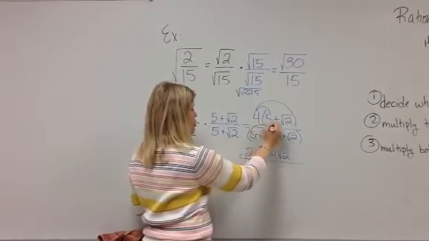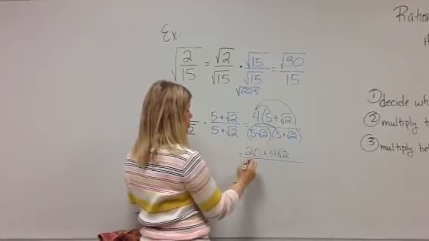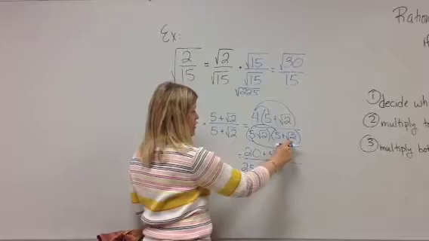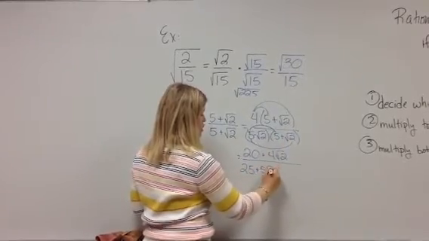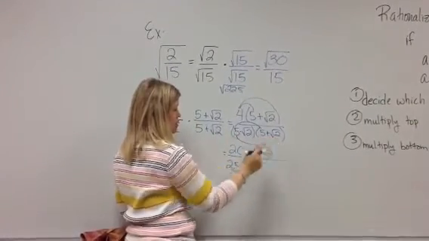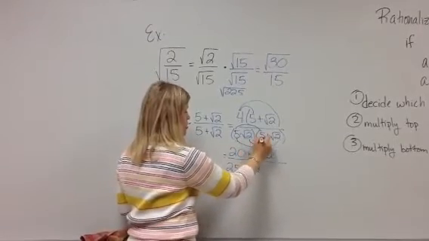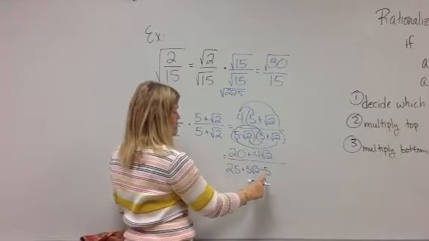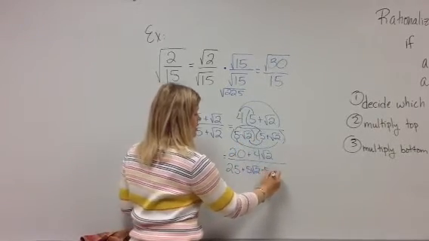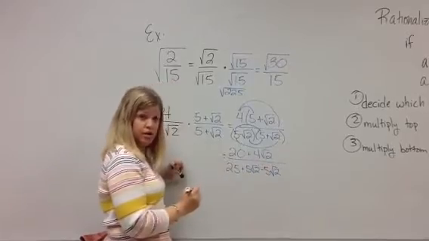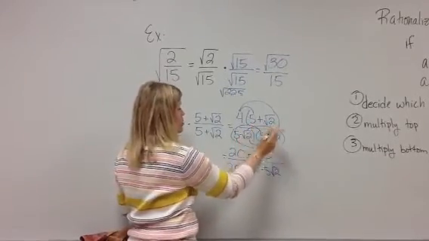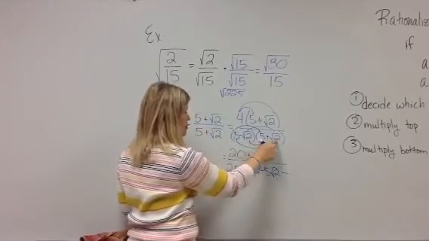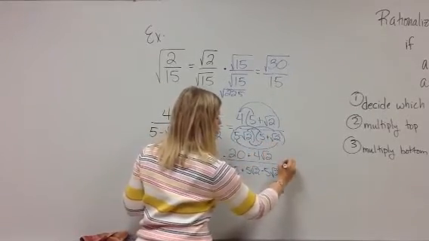Our first terms, remember FOIL? First terms, 5 times 5 is 25. Outer terms, 5 times the square root of 2. 5 stays out. Square root of 2 is still underneath. Then you do the inner terms. Negative times the positive is negative. 5 stays out. Square root of 2 underneath. And then we've got our last terms. Negative times positive is negative. And these are both underneath, so we can combine them and you get 4.